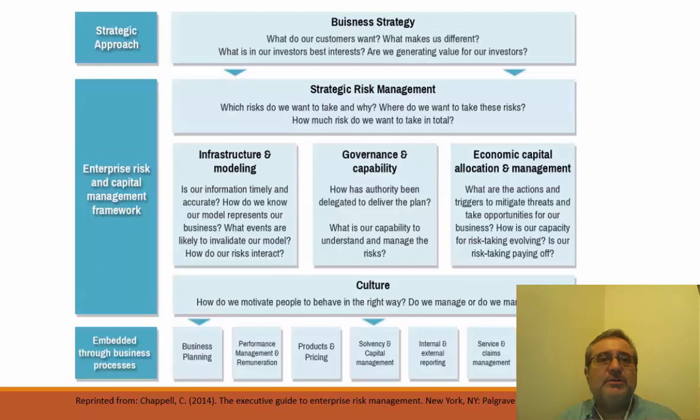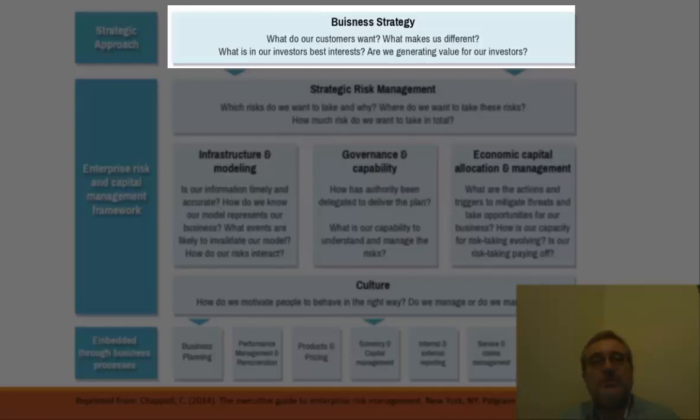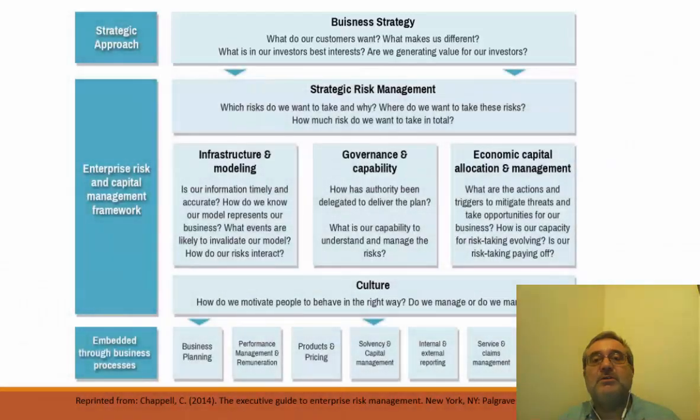What I have on the screen is the enterprise risk model that is reprinted from Chapman's The Executive Guide to Enterprise Risk Management. You notice that it is a top-down approach, and the first thing that we consider as related to risk management is the business strategy of the organization. So we're asking questions such as, what do our customers want? What makes us different? What is in the investors' best interest? And are we generating value for our investors?